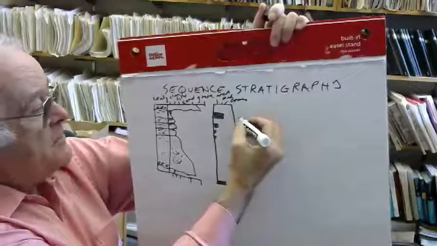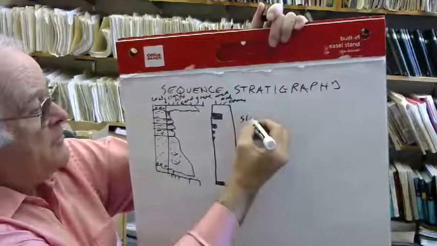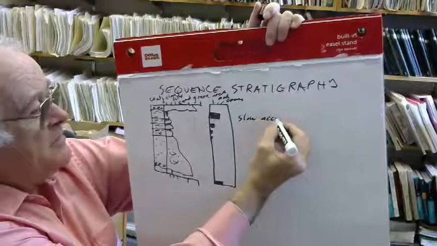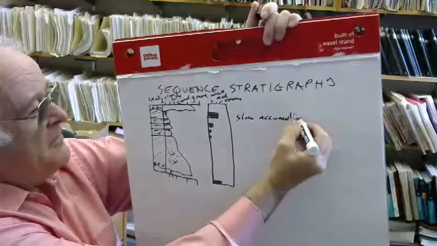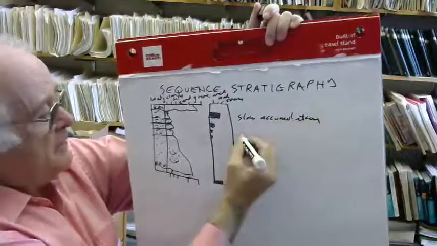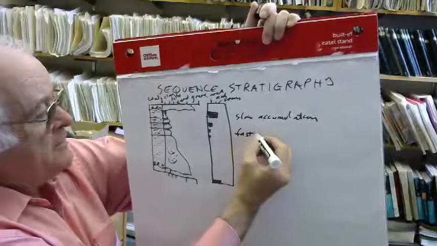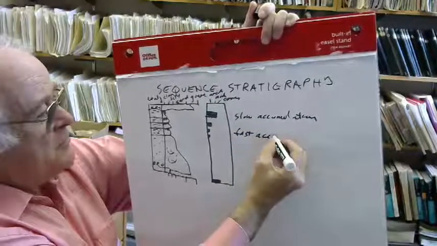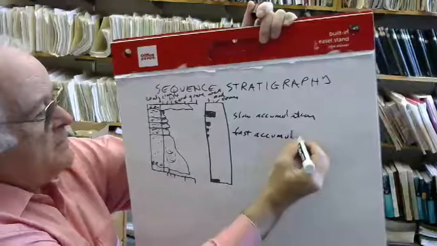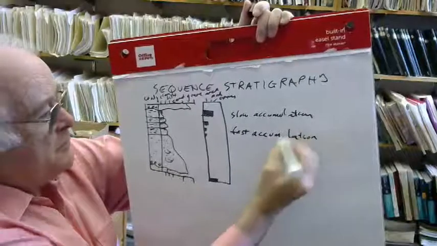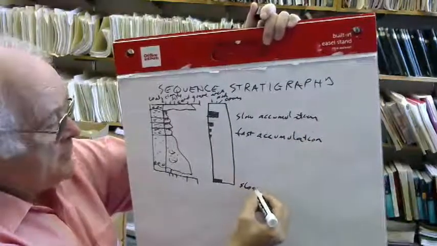What that means is that we have slow accumulation rates here, and we have fast accumulation rate here. Because the soils are weak, that means that there is faster accumulation. And then we have slow accumulation here.